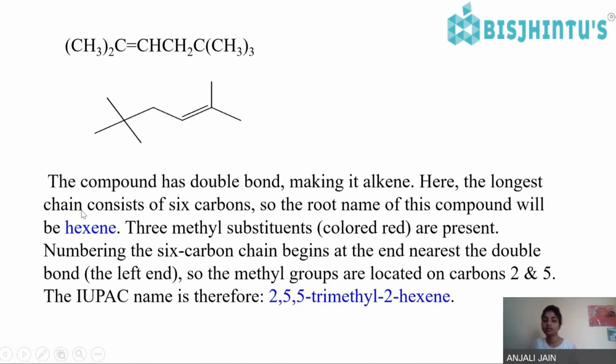Here the longest chain consists of 6 carbons. So the root name of this compound will be hexene. Methyl substituents are present, at the second position and at the fifth position, 2 methyl groups are there. Numbering the 6 carbon chain begins at the end nearest the double bond.